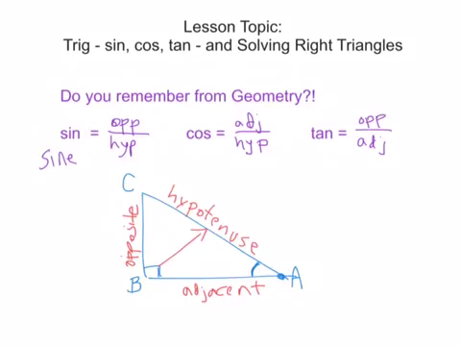Now, you may remember there's a little mnemonic device that people use to help us remember the trig ratios. And that is SOH-CAH-TOA. And the reason we use this to remember, we use S as the sine ratio, C is the cosine ratio, and T is the tangent ratio. And the O's stand for opposite, and the H's stand for hypotenuse, and the A's stand for adjacent.